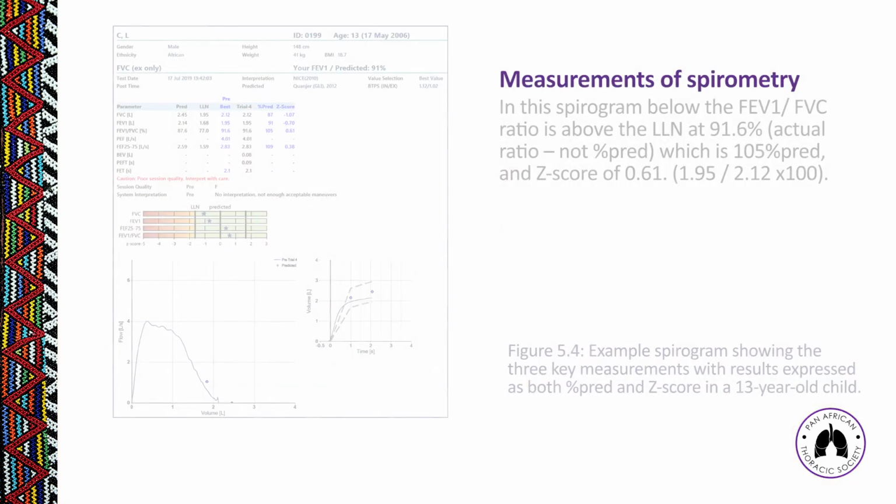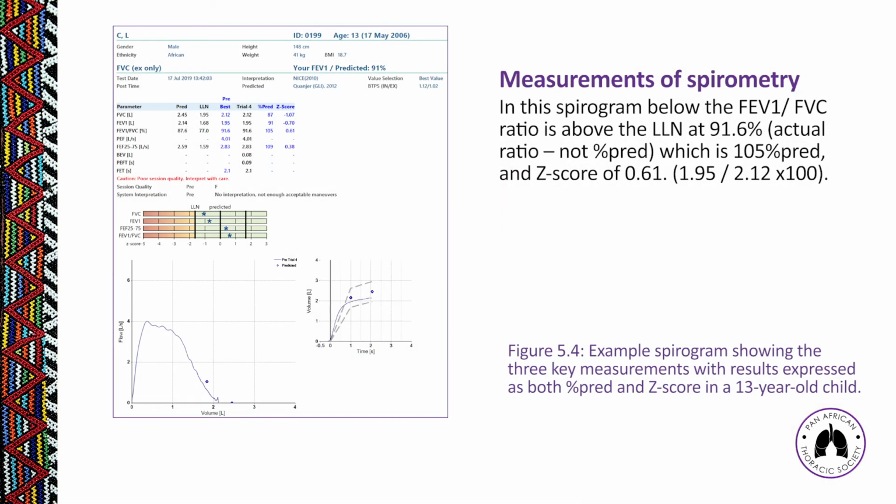So looking at the same spirogram below in figure 5.4, you can see the FEV1 FVC ratio is above the lower level of normal at 91.6%. That's the actual ratio, not the percentage of predicted. And this is 105% of predicted and a Z-score of 0.61. So you can clearly see that in that test result.